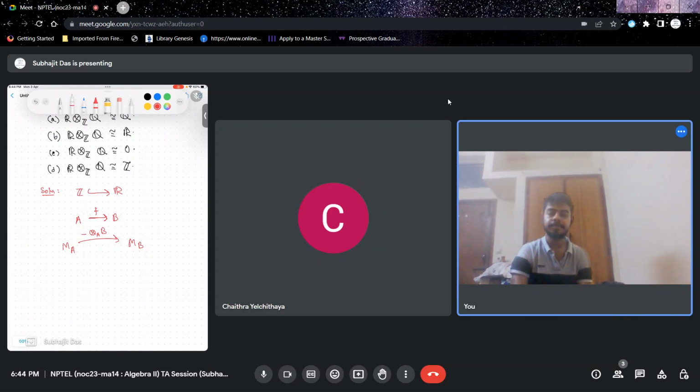Extension of scalars. Sorry, I couldn't get you. Anyways, so there is also another functor in the opposite direction, which is the restriction of scalars functor, right?